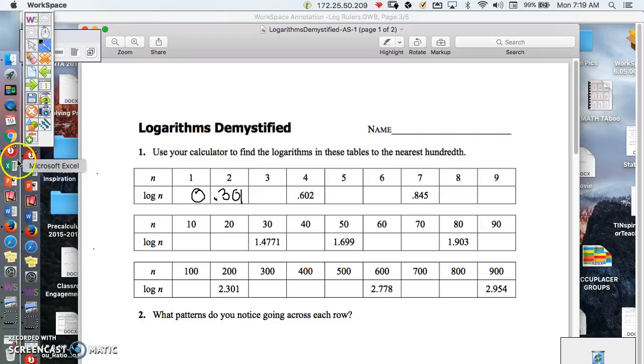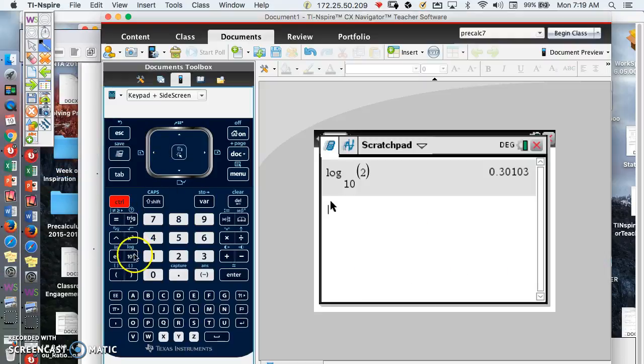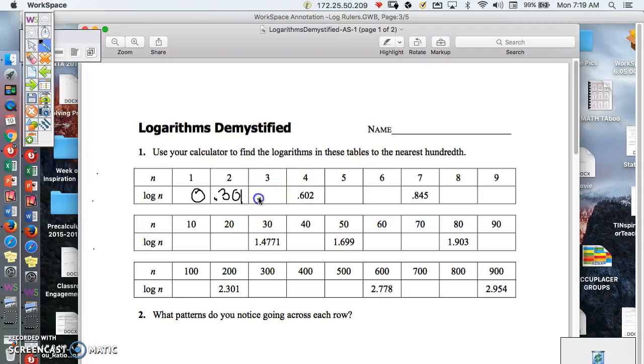And go back to the calculator. Log 3 is 0.477. So what I want you to do is pause the video here and then fill in the rest of these.